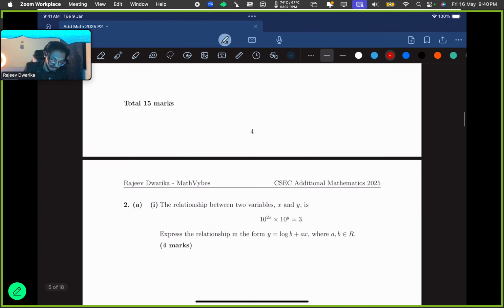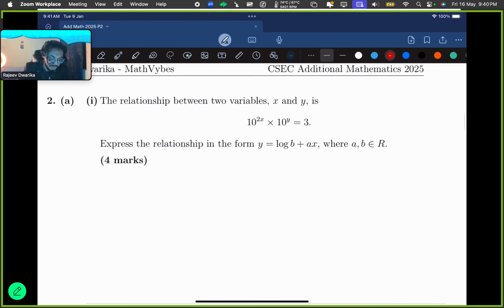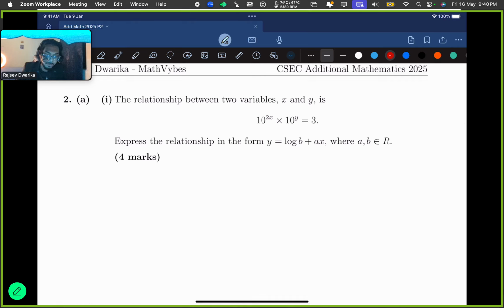Alright, let's continue. The relationship between the two variables x and y is 10 to the power 2x by 10 to the power y is equal to 3. Express the relationship in the form y is equal to log b plus ax, where a, b are elements of the real numbers. That being said, we have an exponential form here, and we go from exponential form to logs one time, to linear form.